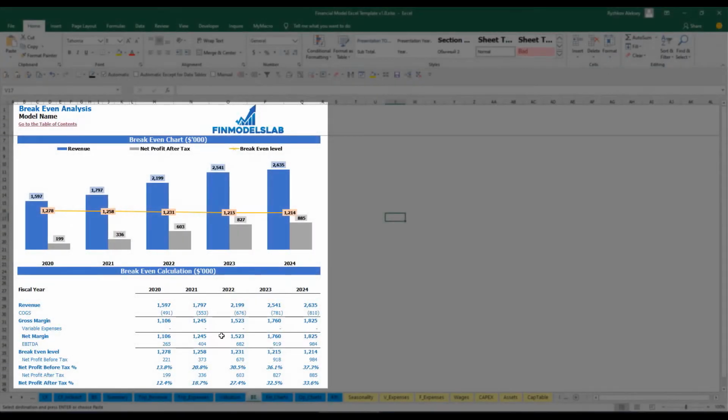On the break-even analysis tab, you may see the calculation of revenue break-even level by years. You may see the actual revenue and net profit after tax, also based on the revenue drivers and expenses drivers. As we may see on this chart, in each year we have calculated revenue which is bigger than revenue break-even level. This means that business in this case is profitable.